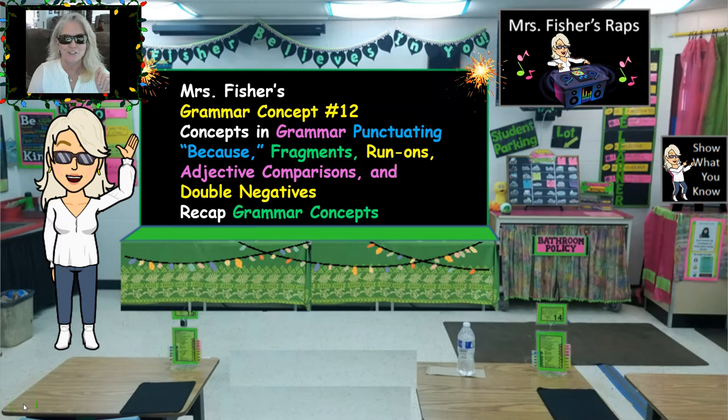Aloha, I'm Mrs. Fisher, and today we're going to be looking at grammar concept number 12. Specifically, we're going to look at how to punctuate the word because, sentence fragments, run-ons, adjective comparisons, and double negatives. All right, let's get started.